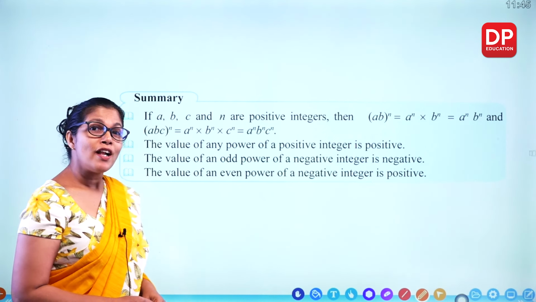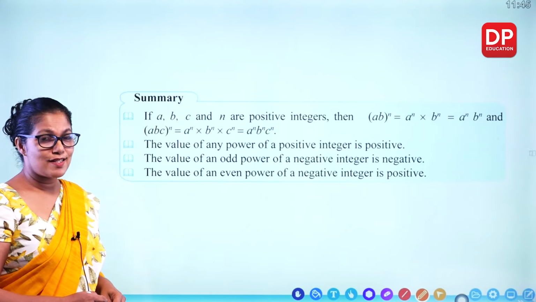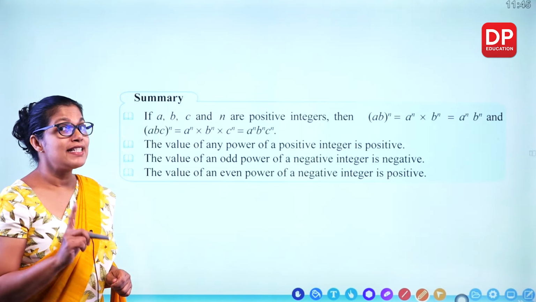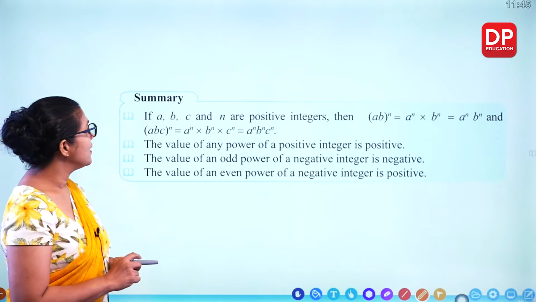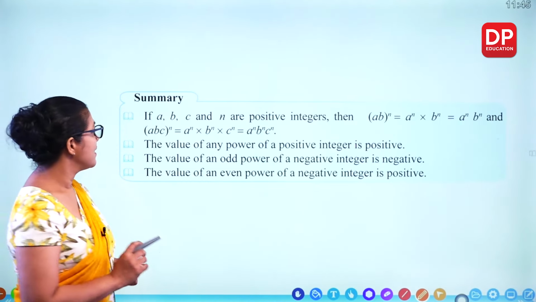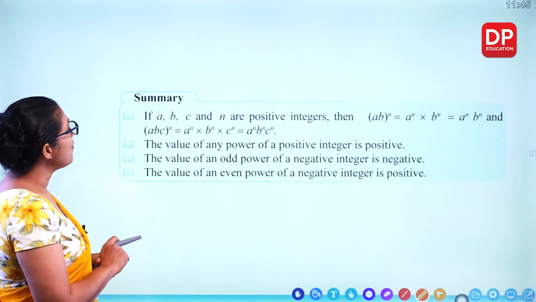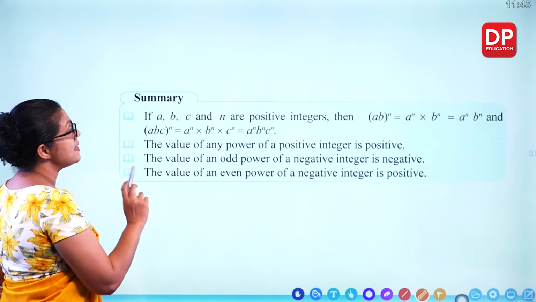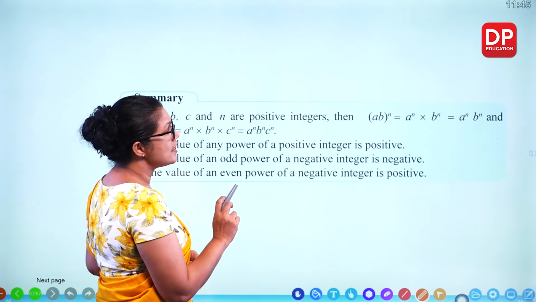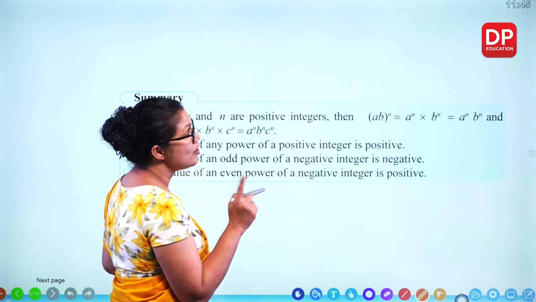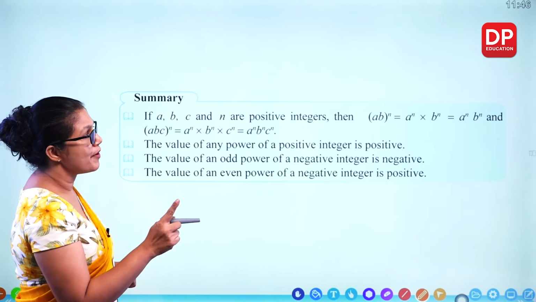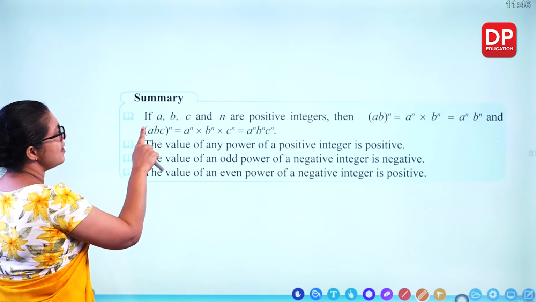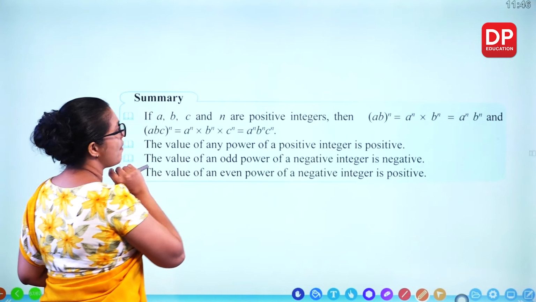So we covered all theory related to indices. This is an important lesson for grade 10 and 11 as well, and also grade 9. As a summary of what we discussed here: if a, b, c and n are positive integers, then (ab) to the power n you can write as separate powers. If you take (abc) to the power n, you have to take separate powers.